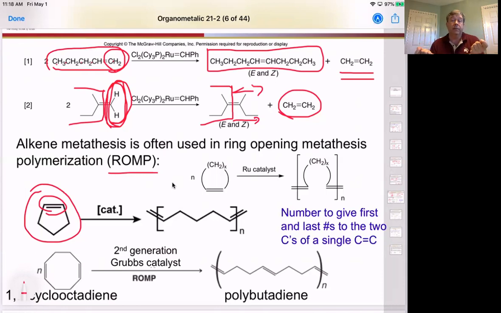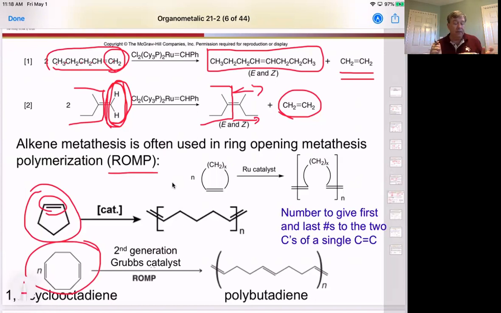So it's a slightly different mechanism in the fact that it opens up. We do not extrude ethylene, but both of those halves of double bonds become new double bonds at the ends of the chain, okay? Notice that in the first case here, we had ring strain. In the second case here, we have an entropically unfavored compound.